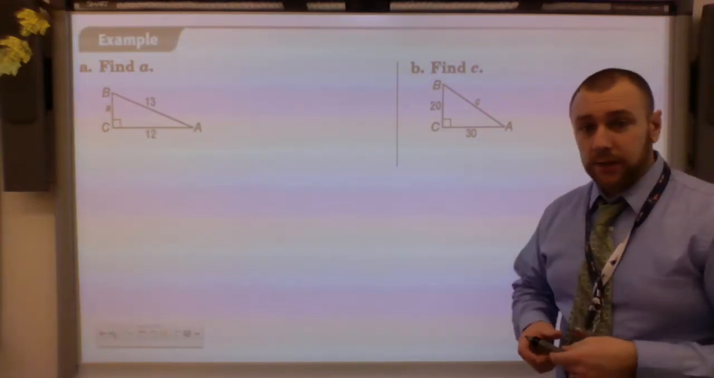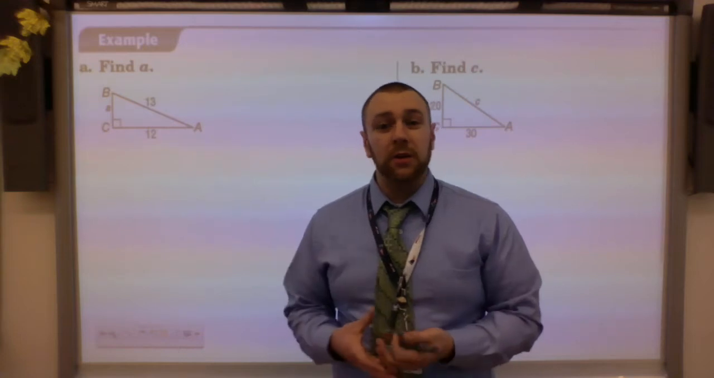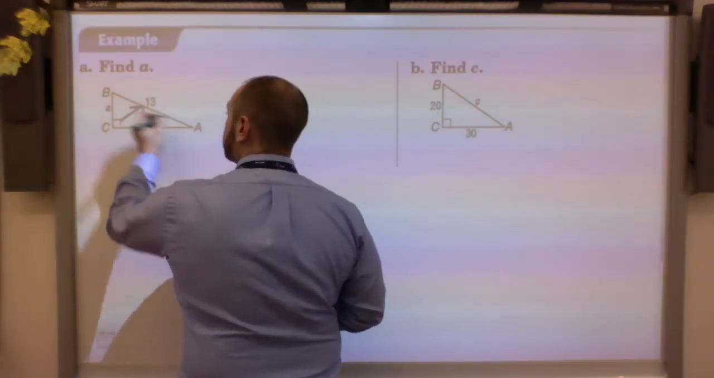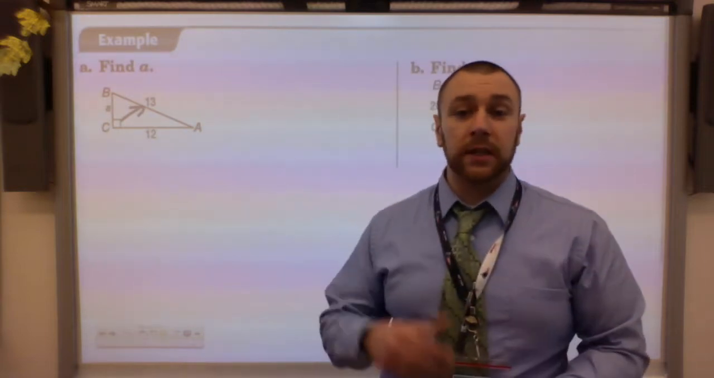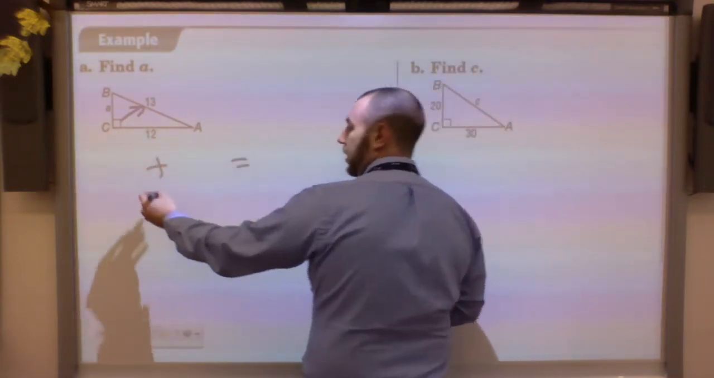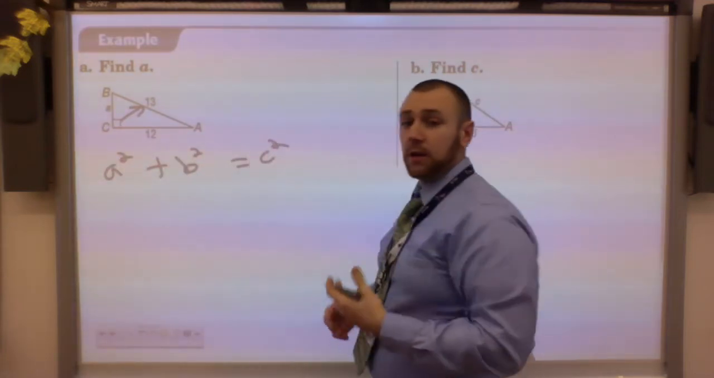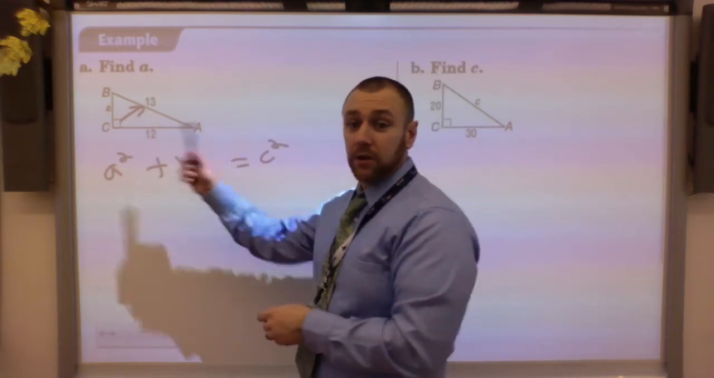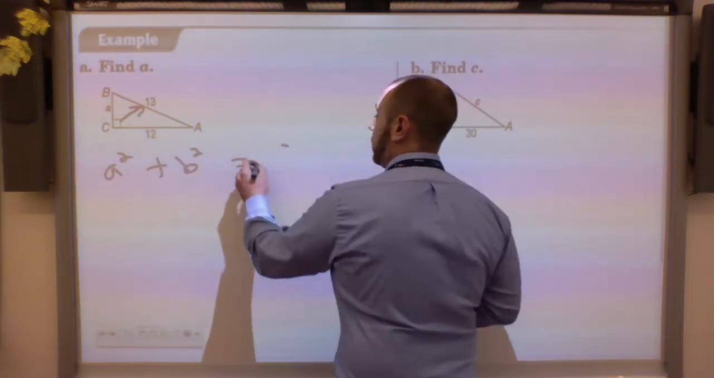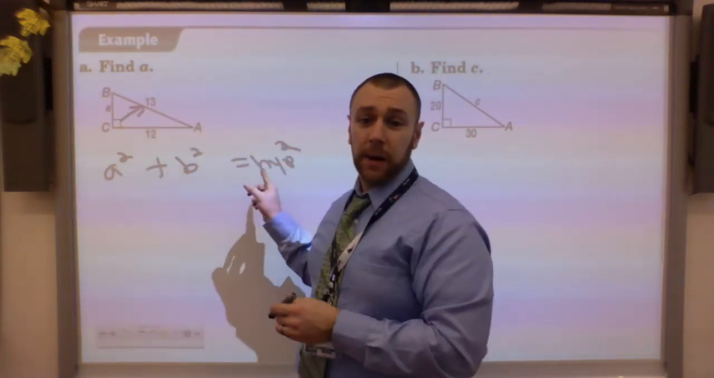Well, let's look at this. Now, what I want you guys to get in the habit of, and it'll help you set it up for the first couple times, is draw that arrow. The arrow always points to the hypotenuse. So if I'm thinking a squared plus b squared equals c squared, well, I know the arrow points to the c. Okay, points to the hypotenuse.